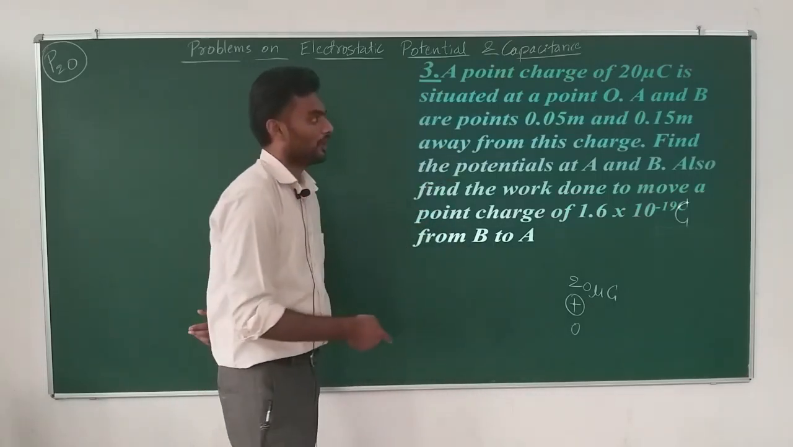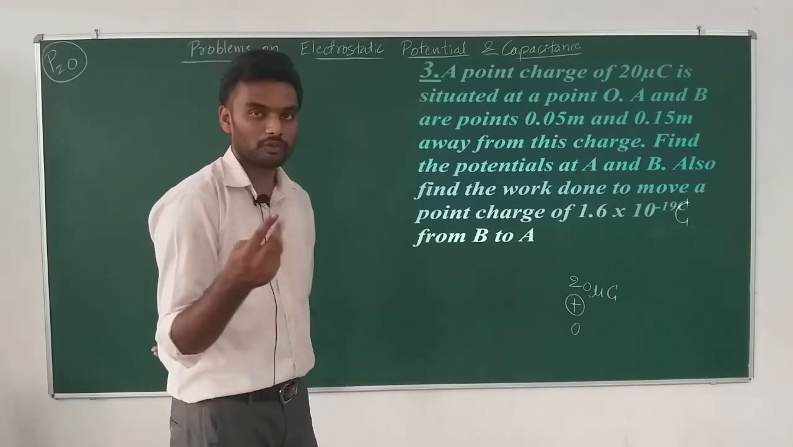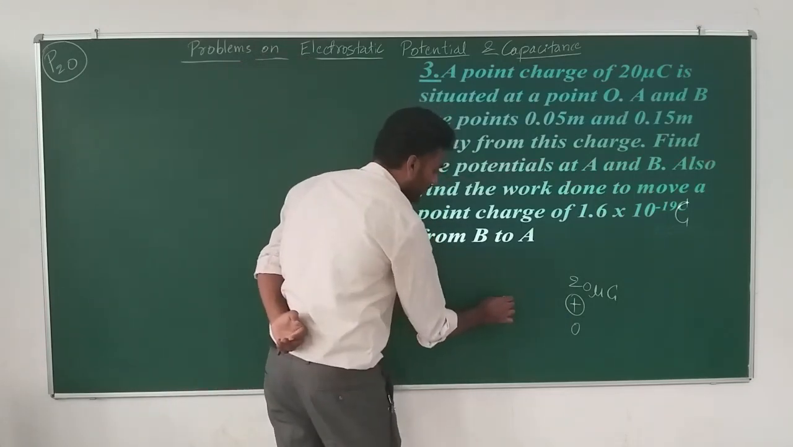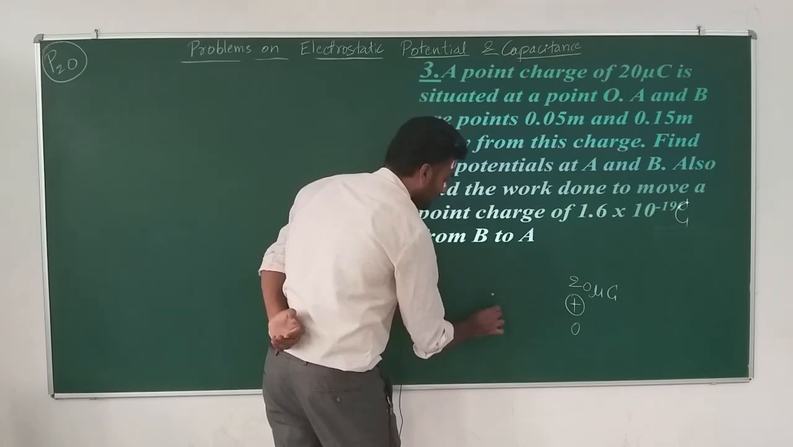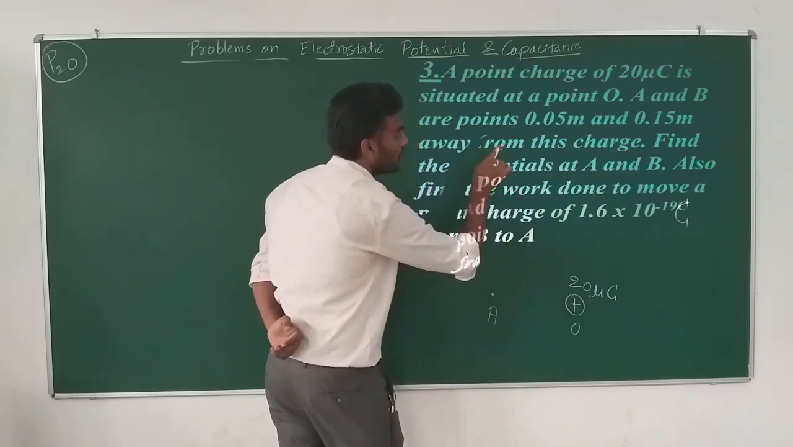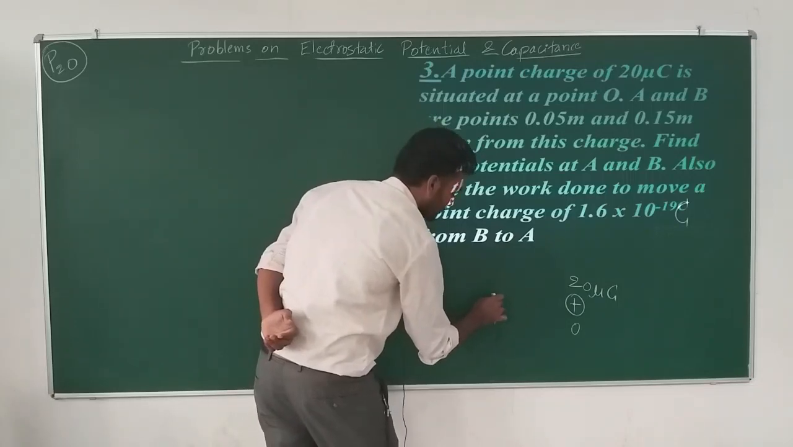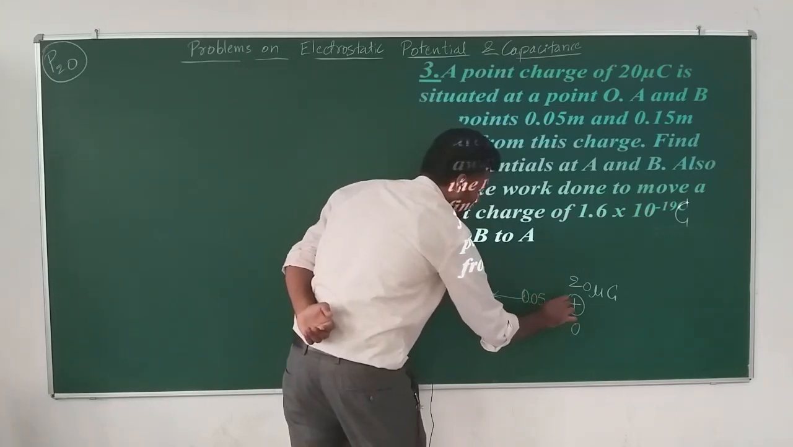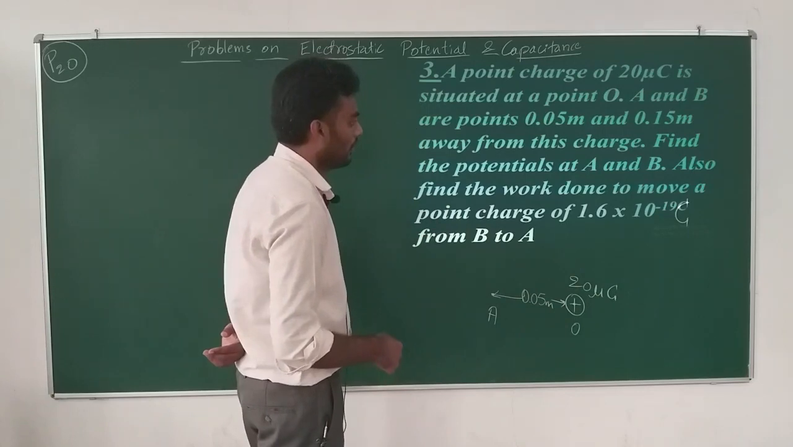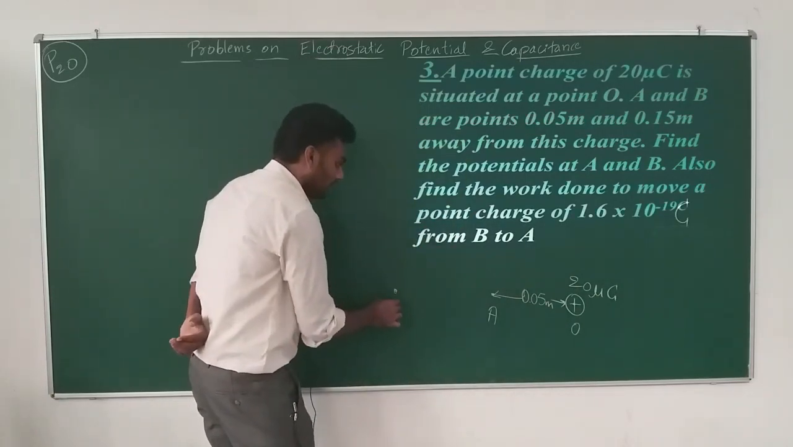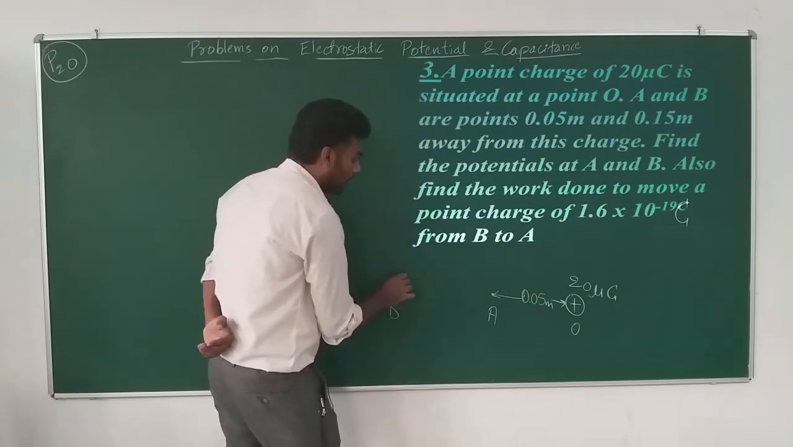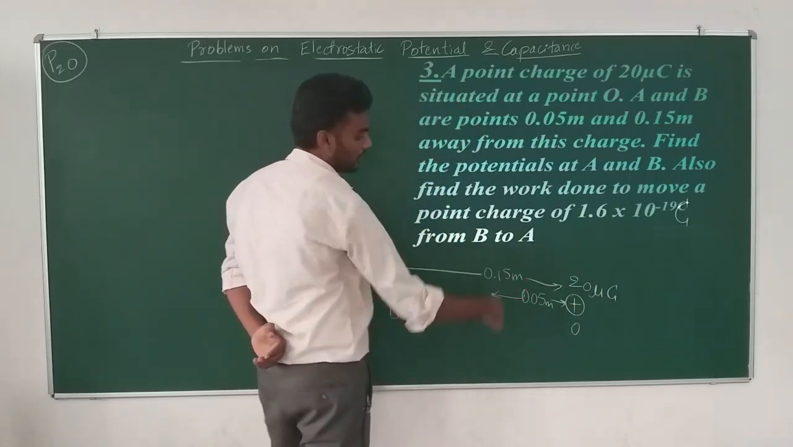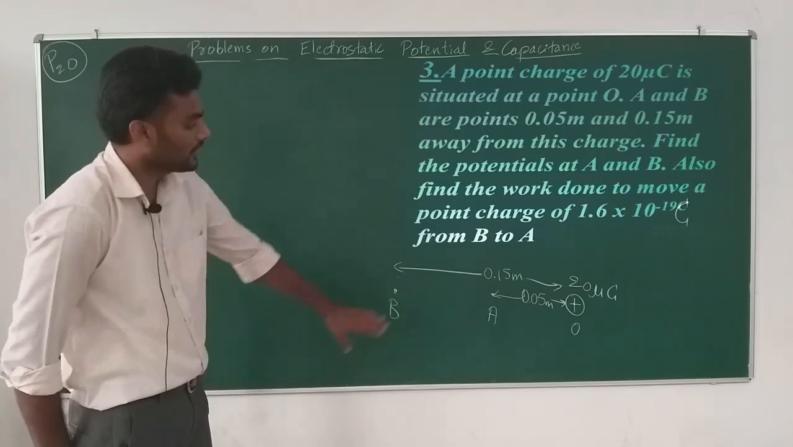So now we have 2 more points. So finally altogether we have 3 points, O, A, B. The first point is O, the second point is A. Say this is the point A, which is at a distance of 0.05 meter from this 20 microcoulomb charge, and the second point chosen B is at a distance of 0.15 meter from the charge. Find the potentials at A and B.